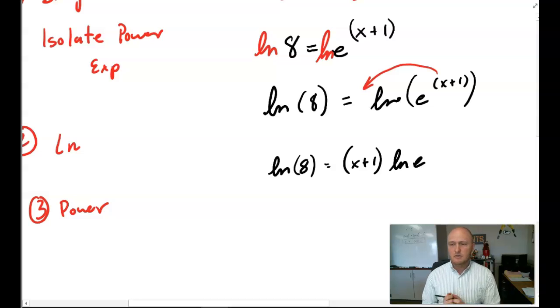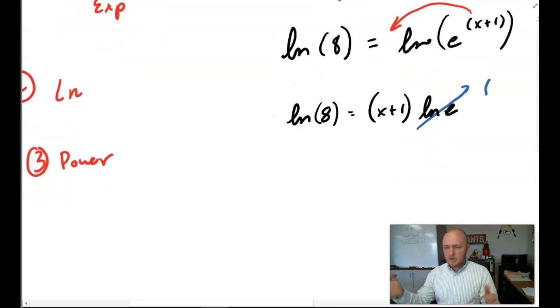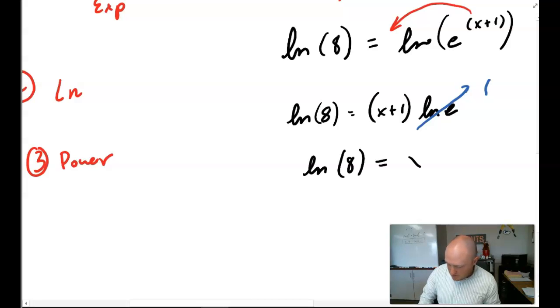Natural log of e. What happens to natural log of e? That's 1. So it essentially gets absorbed into the x plus 1, into the exponent. And so I have natural log of 8 is equal to x plus 1. And I want to solve for x.